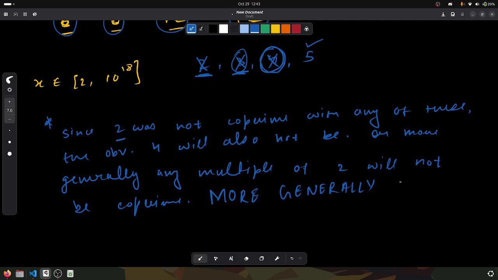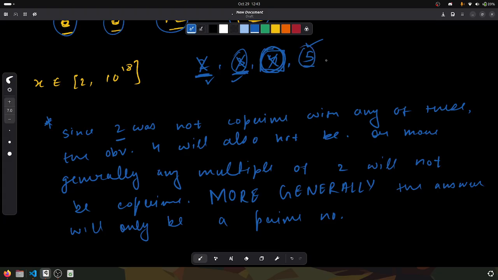So more generally, the answer will only be 1 or a prime number. Actually 1 cannot be the answer, so the answer will only be a prime number. Because we checked for 2, then we checked for 3, we obviously don't need to check for 4. And the next number that is not divisible by either 2 or 3 will be the next prime number, 5. Now the next number is 6, we don't need to check for 6 since 2 and 3 we already rejected, right? 7 we need to check since it's a new prime number.